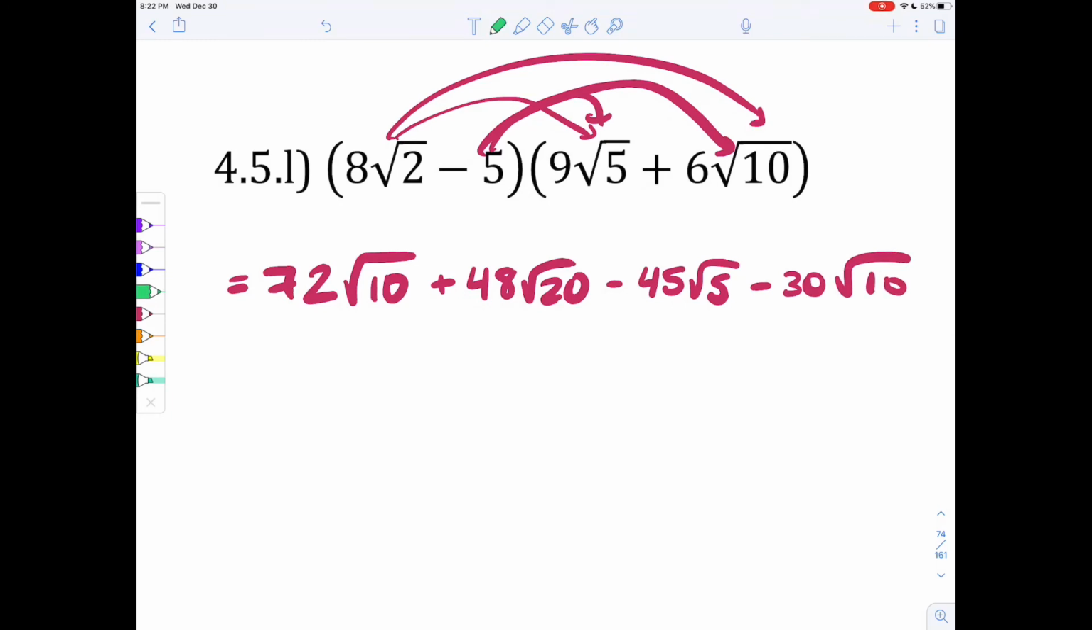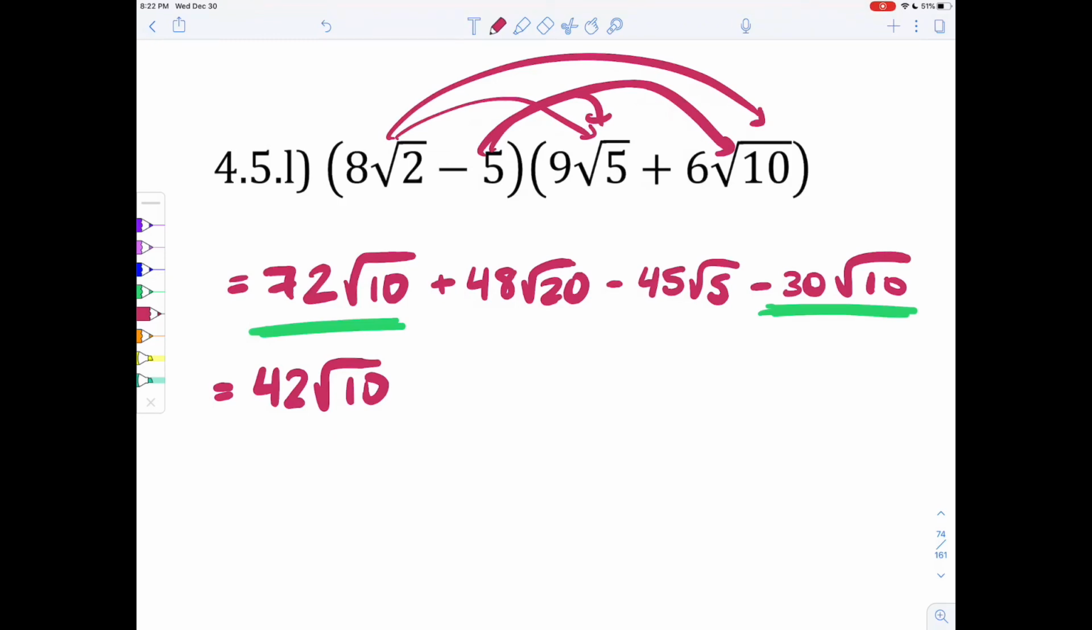And just like in that last example, I can see right away that I have some terms that I'm going to combine. I like to combine right away if I can, because I don't like writing things down multiple times from line to line. So I'm going to go ahead and do that. 72 root 10 minus 30 root 10 will give me 42 root 10. 10 has no factors that are perfect squares because we are dealing with square roots here. So I cannot further simplify that term.